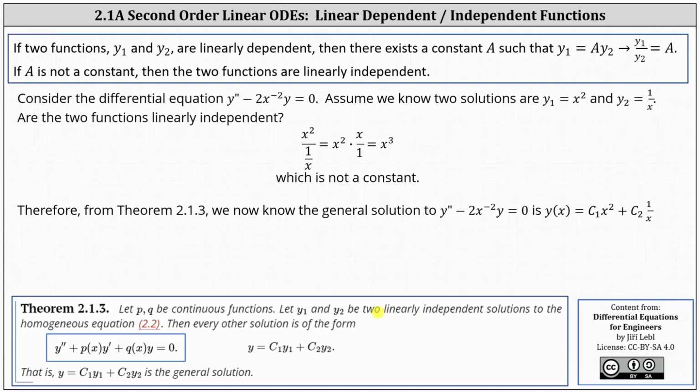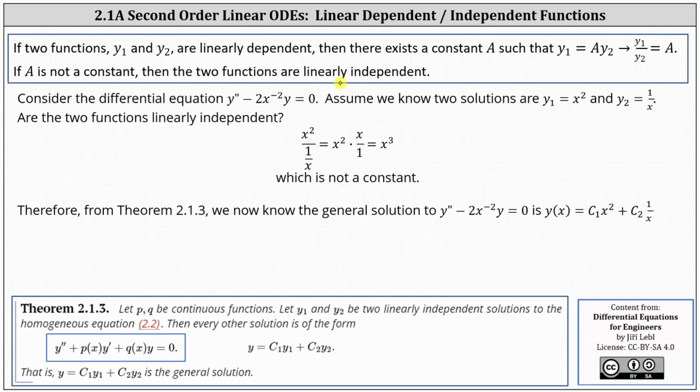And now let's discuss how we determine whether two given functions are linearly dependent or linearly independent. At the top of the page, if two functions y1 and y2 are linearly dependent, then there exists a constant a such that y sub 1 equals a times y sub 2, or y sub 1 divided by y sub 2 equals a constant a. If it is not a constant, then the two functions are linearly independent.